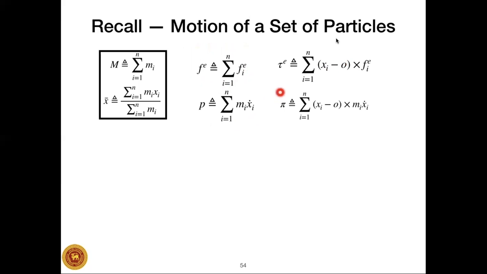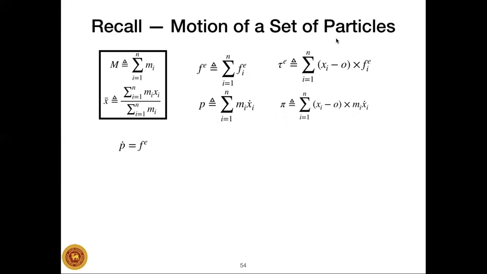then this is the angular momentum of the particle acting about the point O of the frame, the origin of the frame. And so this is the total momentum, this is the total moment of the force, this is the total external force, and this is the total linear momentum.